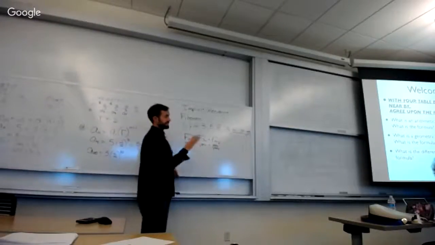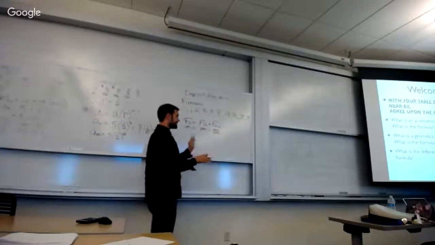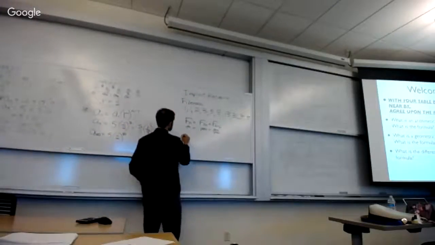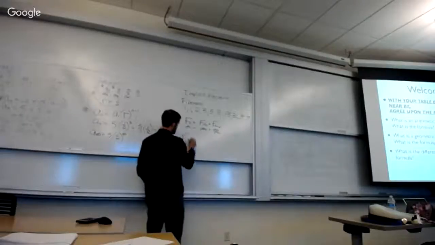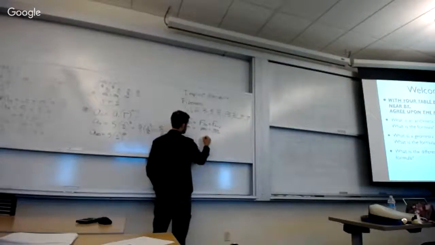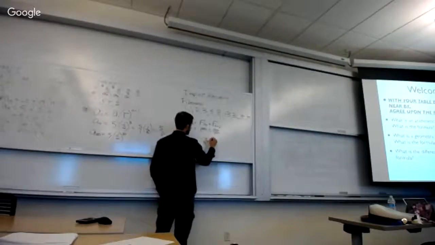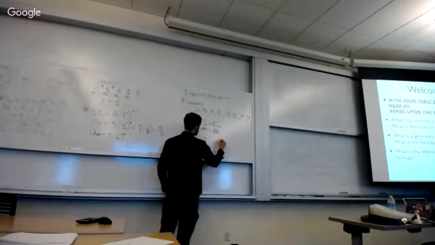I want you to see this. This is the formula for the Fibonacci sequence, the explicit formula. This is going to blow your mind. The nth term of the Fibonacci sequence is (1 plus root 5 over 2) to the power of n minus (1 minus root 5 over 2) to the power of n, all over root 5.